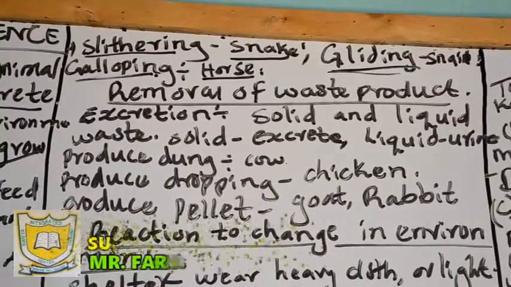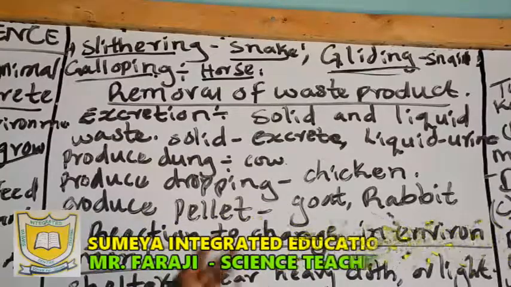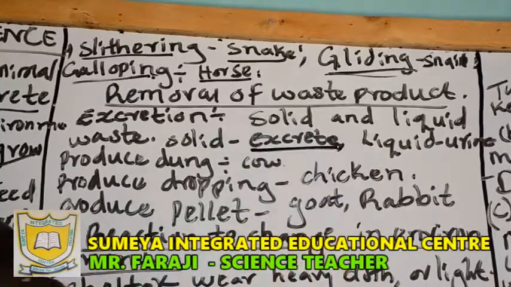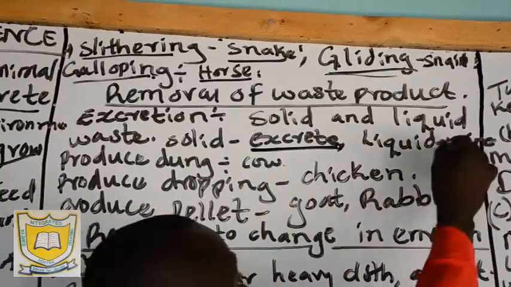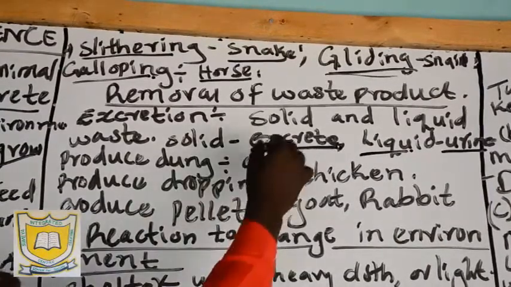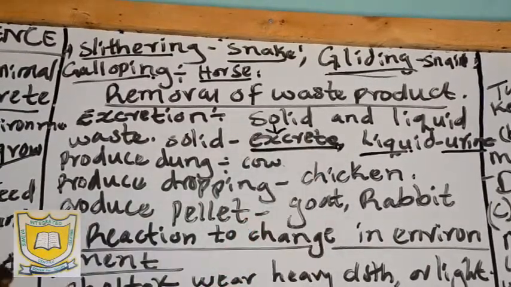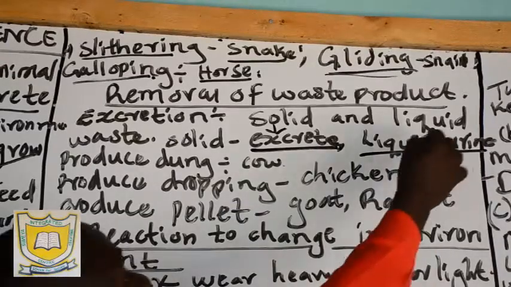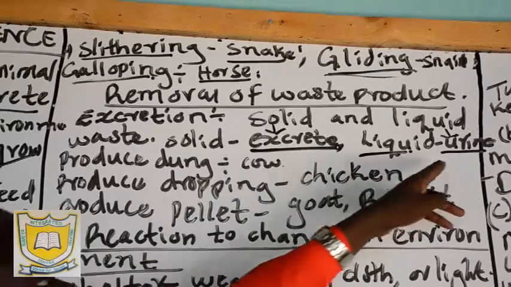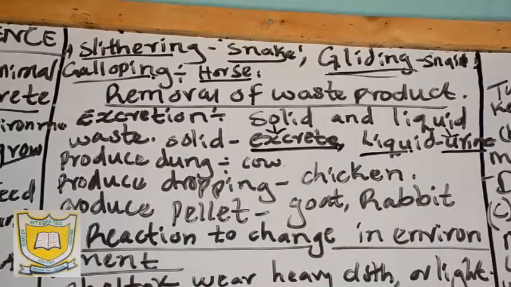Now, the waste products may be solid or liquid. In animals, we say that solid waste products are called excreta, but the liquid ones are called urine. When you talk of excreta and urine in a human being, you talk of feces, and urine. We talked about the constituents of urine during our excretion topic.